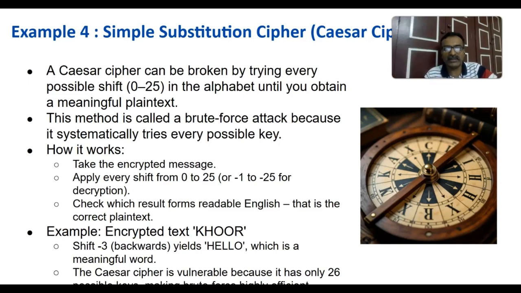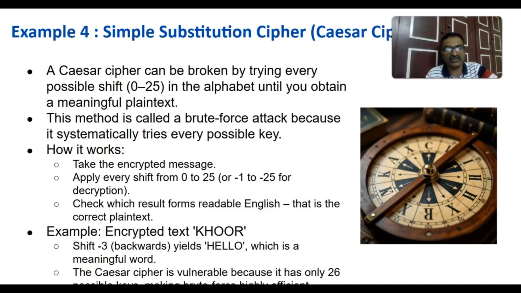So hope it is clear. Instead of sending the actual alphabets, we will send an alphabet which is 3 places away from it. So we have H. Instead of transmitting H, we will send IJK. K I will transmit. Next is E. So after E is FGH. The third letter is H.